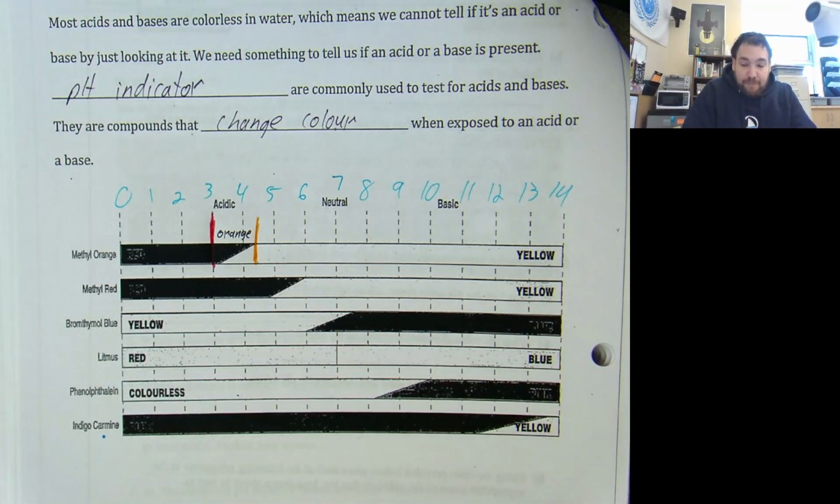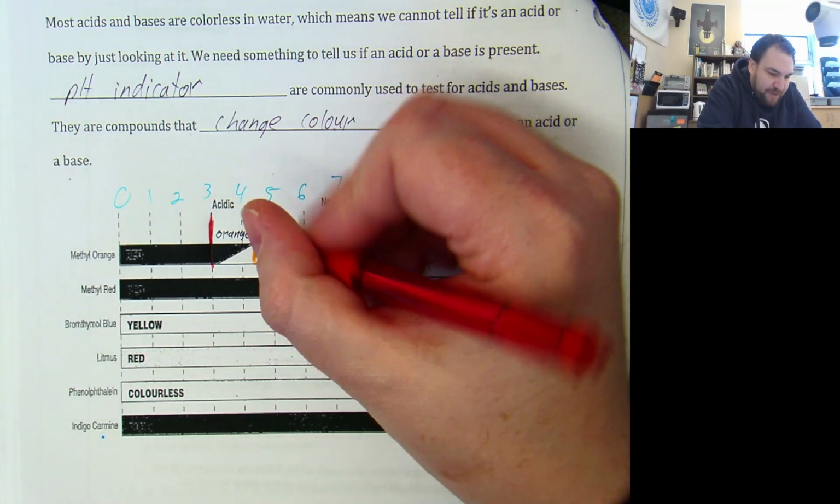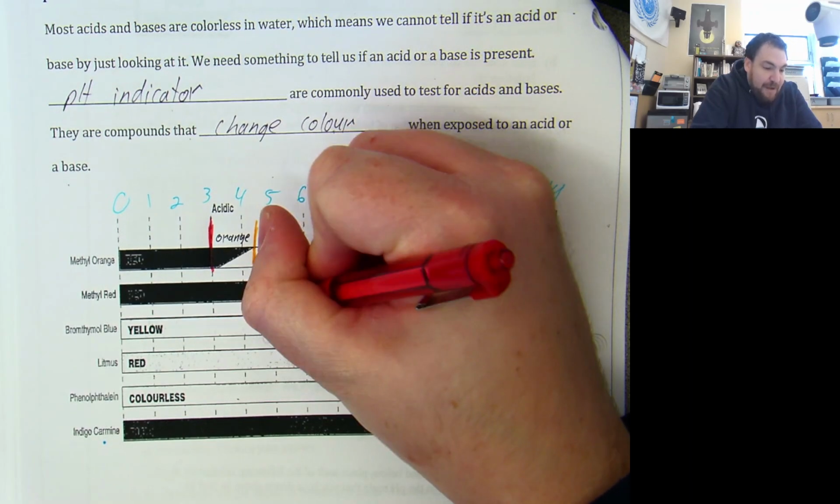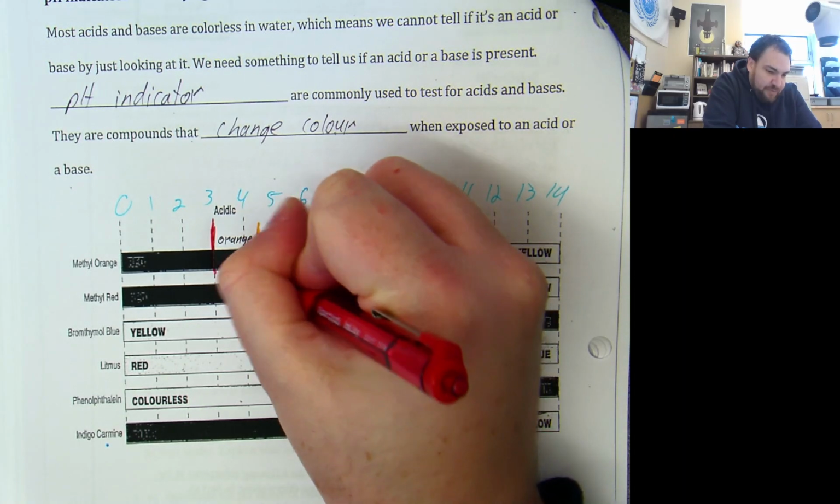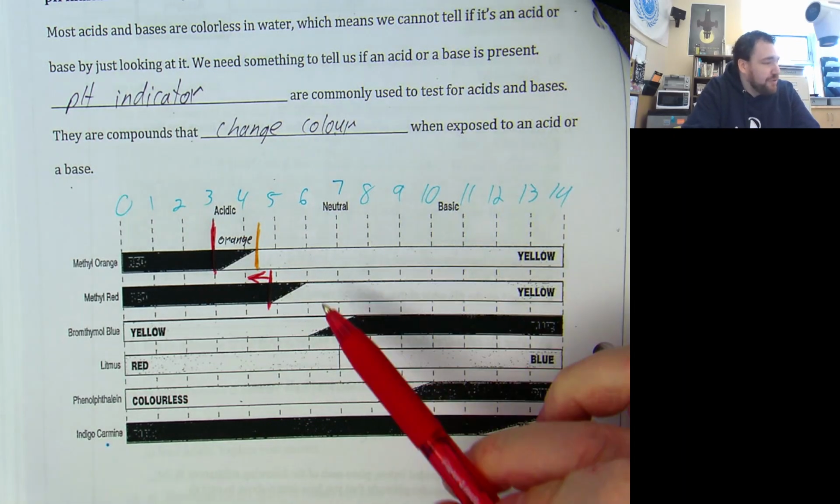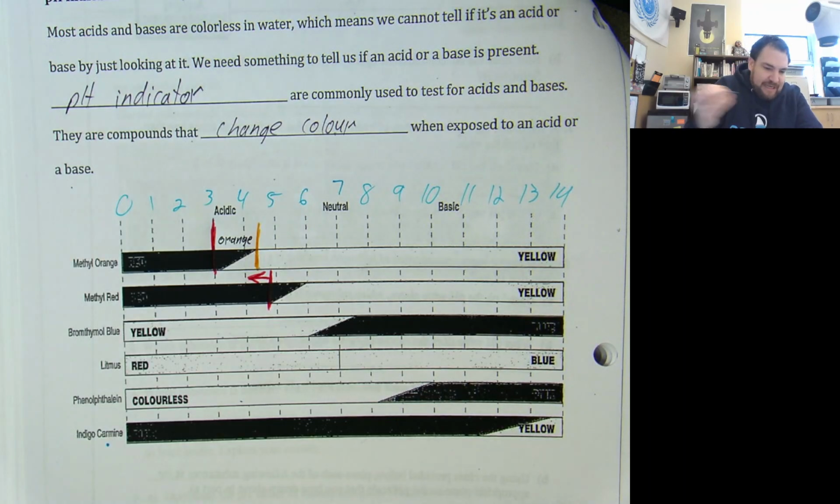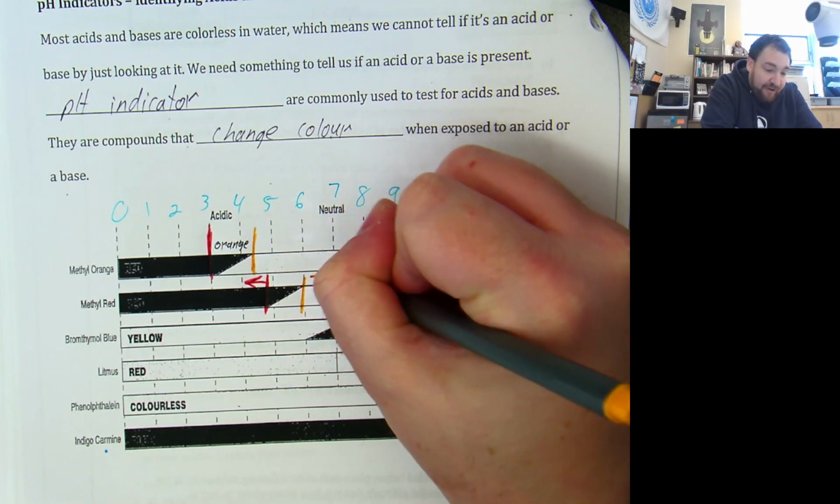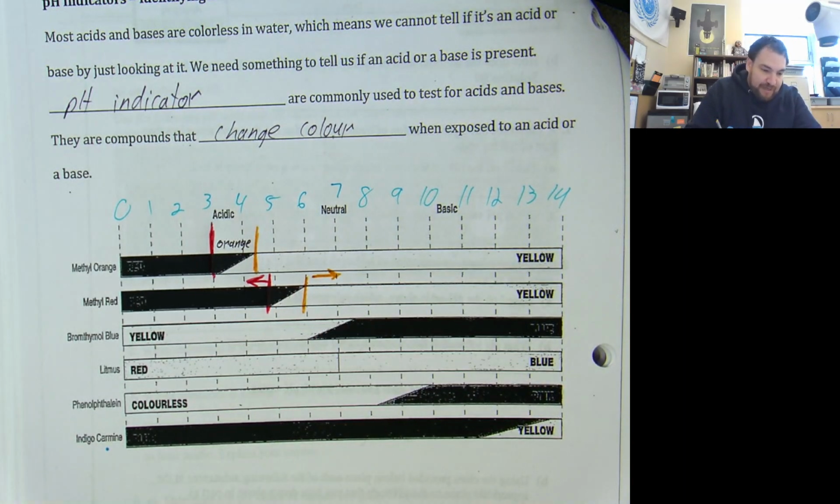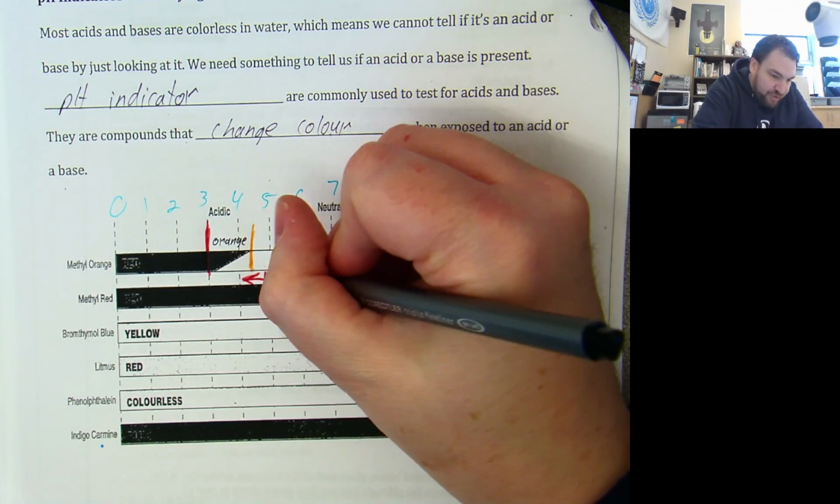Methyl red is similar, but the change happens at a different spot. Methyl red turns red as you go down from 5. It's about 4 3/4. It turns yellow at 6 or higher, and again, between about 4 3/4 and 6, in between there, you're orange.